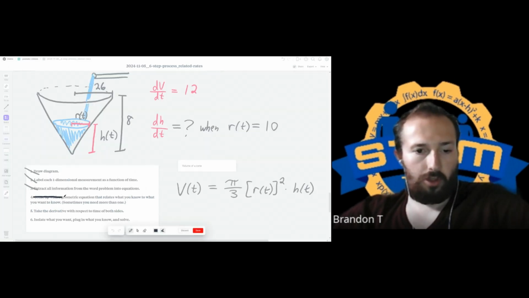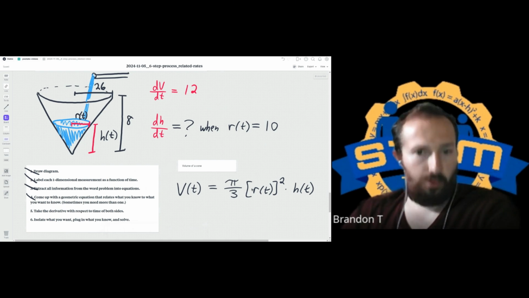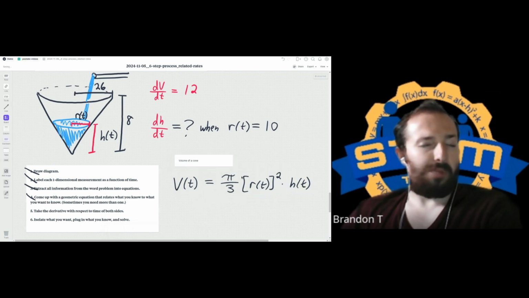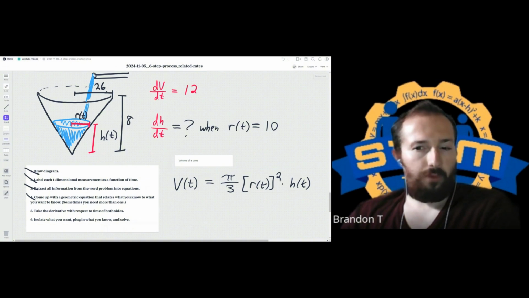Come up with a geometric equation that relates what we know to what we want to know. So we've basically done that. Now, step 5 is take the derivative of both sides with respect to time. Now, we could just do that, but I guess what I'll say is we're going to run into a bit of a problem. And hopefully you'll see what I mean here. Let's not actually do that yet, but let's plan it out. So hopefully it makes sense that if I take the derivative with respect to time on the left, I'll just get dV/dt, which we already know. So that's good. But if I take the derivative on the right-hand side, it's going to be a little bit more complicated, but basically it's going to be the product rule because we have r and h, two different functions of time.